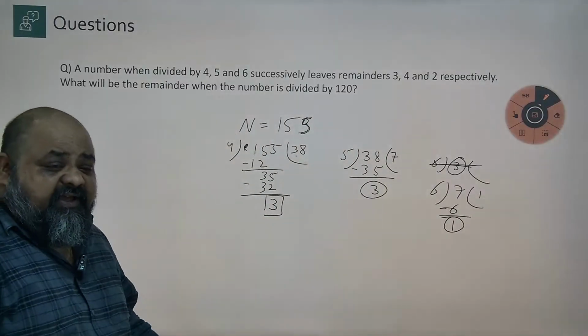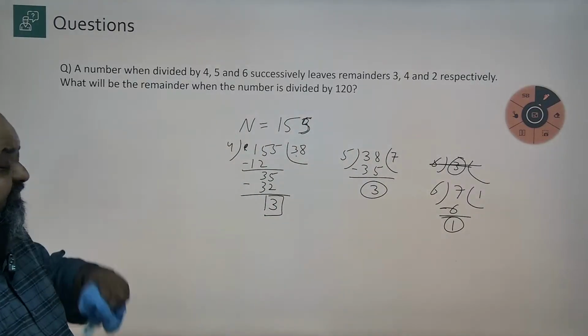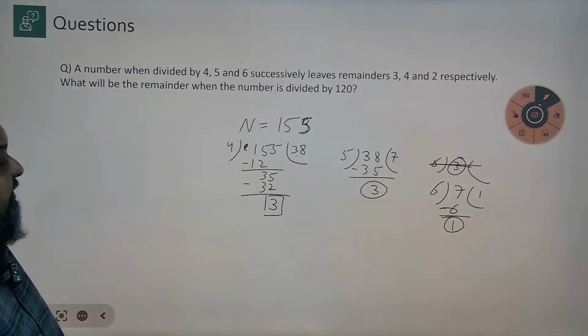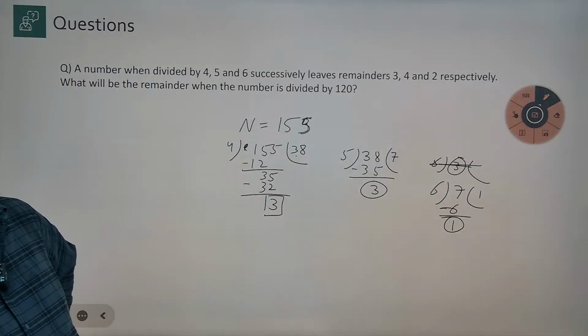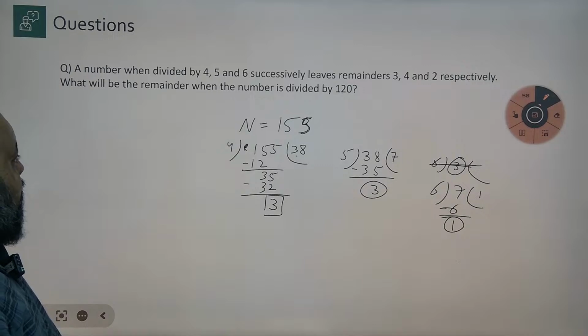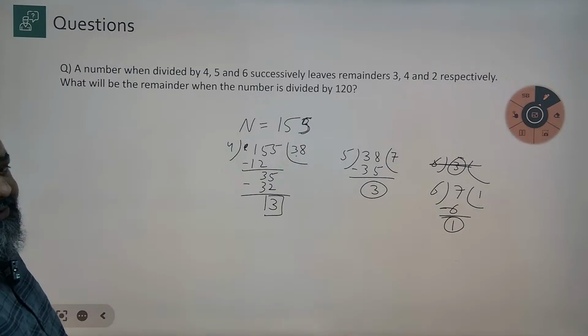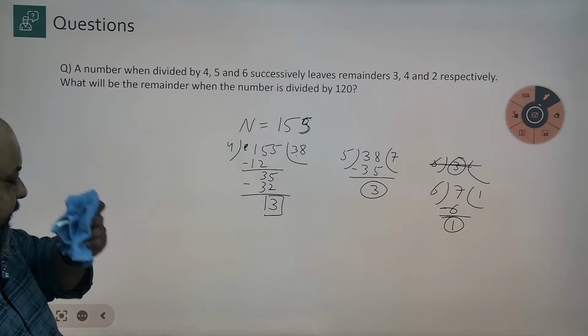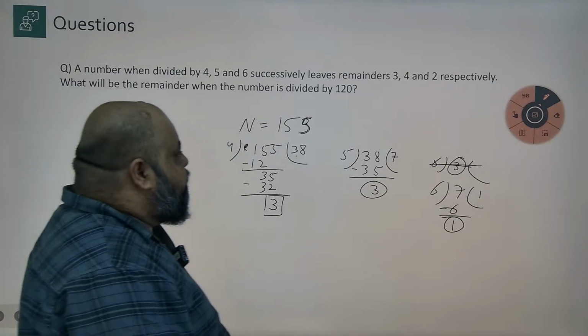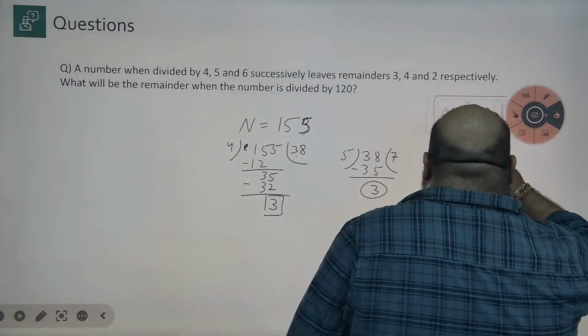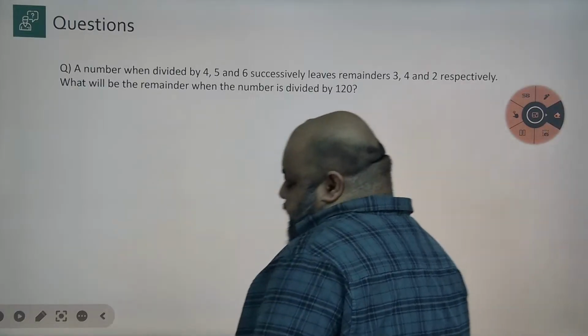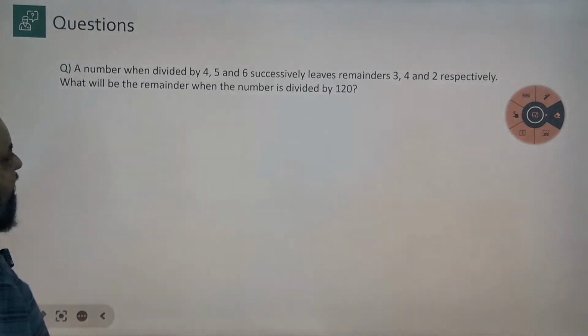So when 155 is successively divided by 4, 5, 6, the remainders are 3, 3, 1 respectively. That is the idea of successive division. In my question, the remainders are 3, 4, 2. Many such numbers will satisfy this. I have to see what will be the remainder when that kind of a number is divided by 120. Any answers?